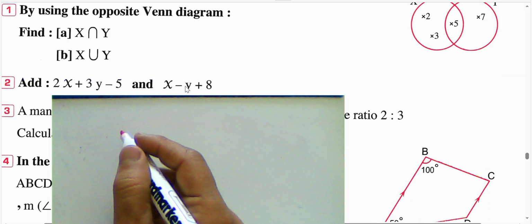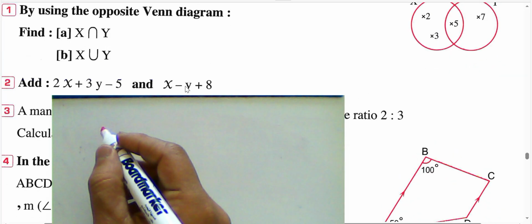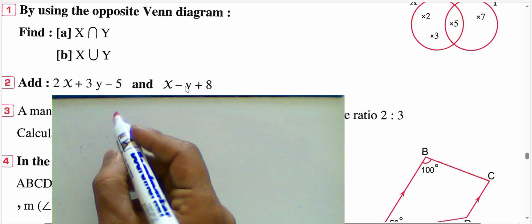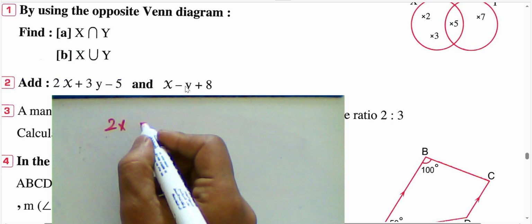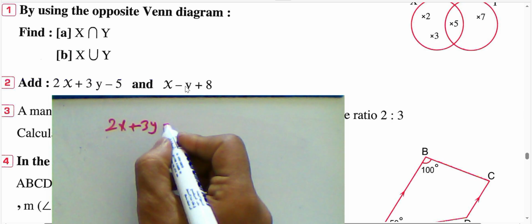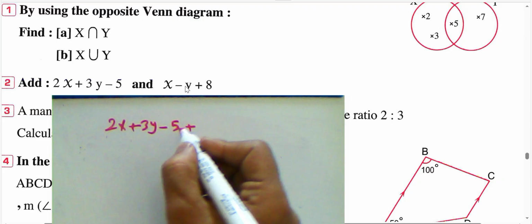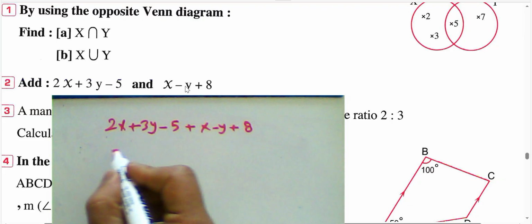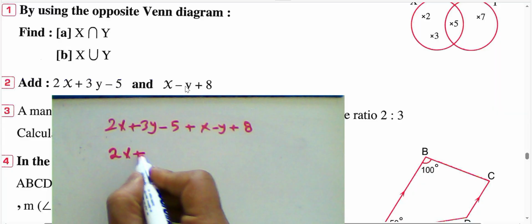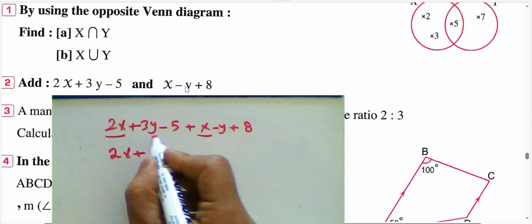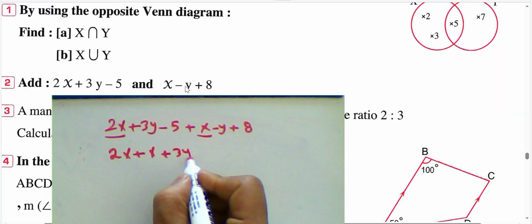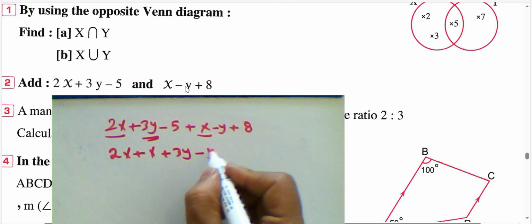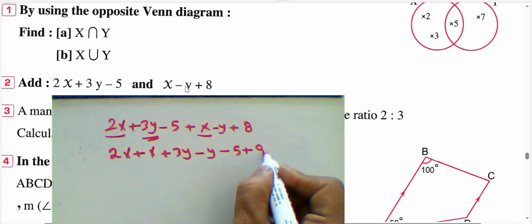Two expressions, right here: commutative properties and associative. Also, to find the result, we have 2x plus 3y minus 5 equal to x minus y plus 8. Write 2x plus x and 3y minus y minus 5 plus 8.